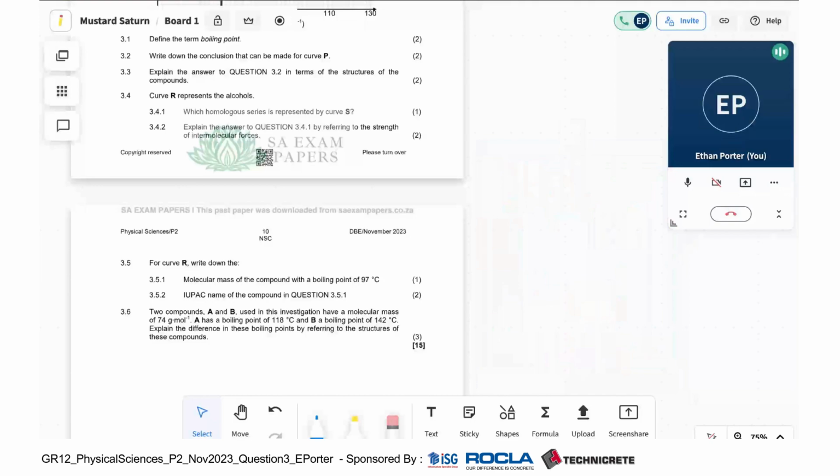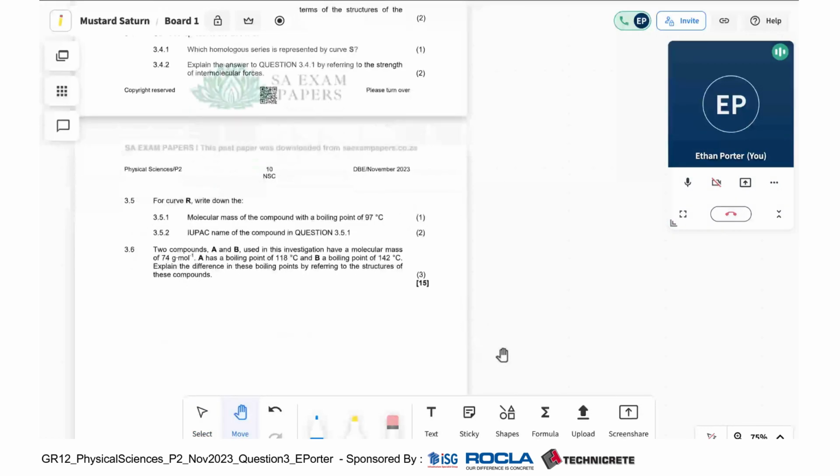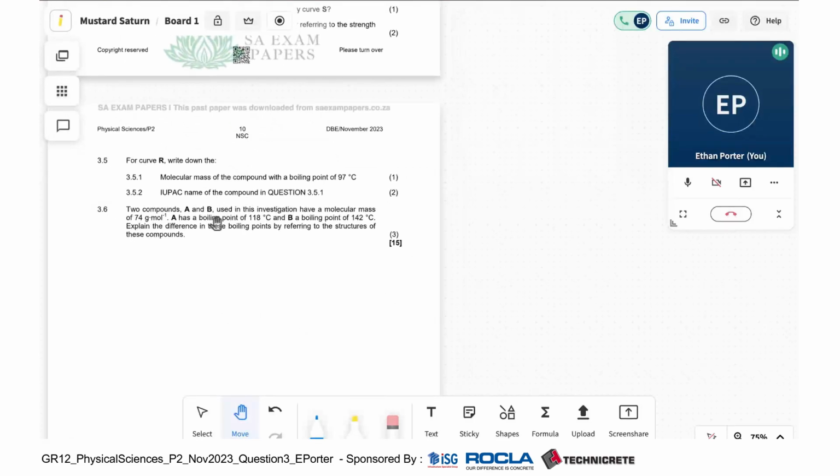If you just say propanol, the OH group could be in the middle of the molecule, and that could be a secondary alcohol, not a primary. So that's the trick to question 35.2. Finally, question 36, the last question for question 3.